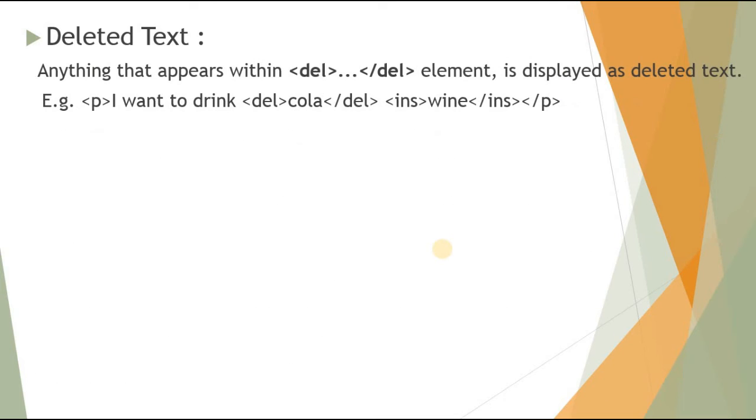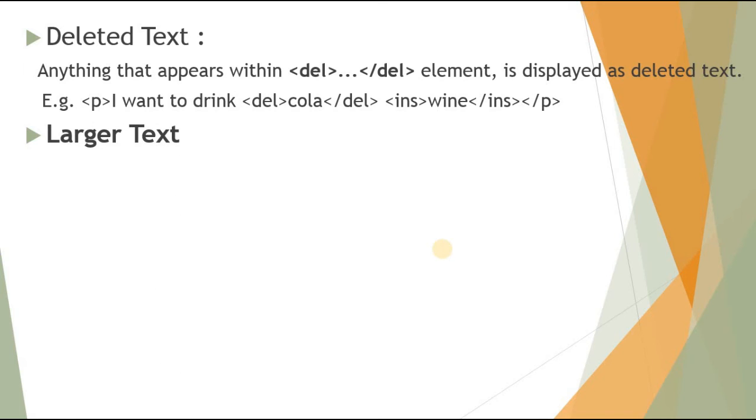Next one is deleted text. Anything that appears within a deleted text element is displayed as deleted text. Deleted text will be displayed by giving a line through that text.